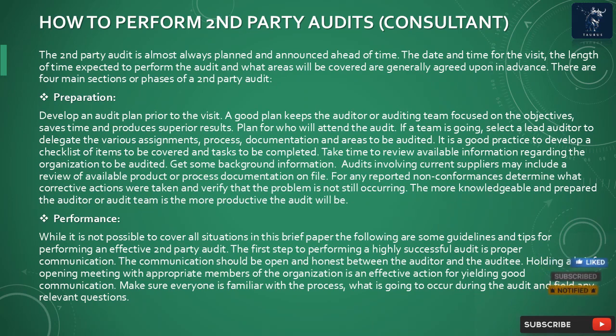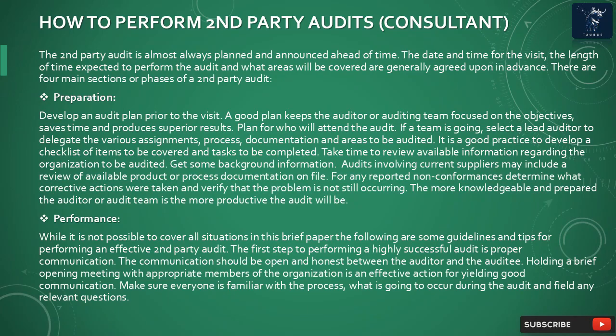Get some background information. Audits involving current suppliers may include a review of available product or process documentation on file. For any reported nonconformances, determine what corrective actions were taken and verify that the problem is not still occurring. The more knowledgeable and prepared the auditor or audit team is, the more productive the audit will be.